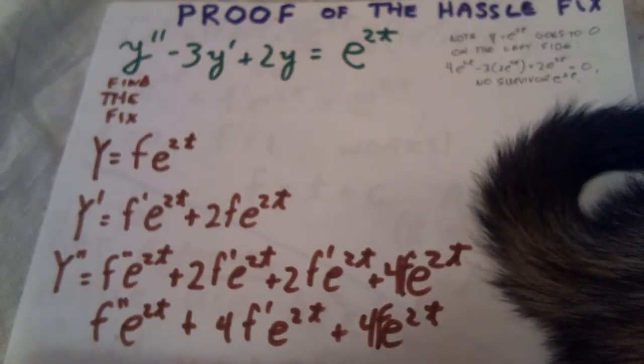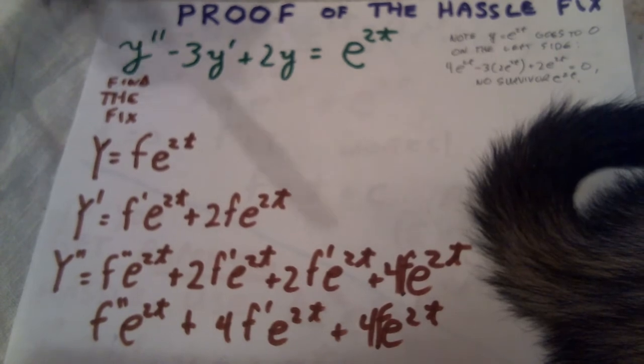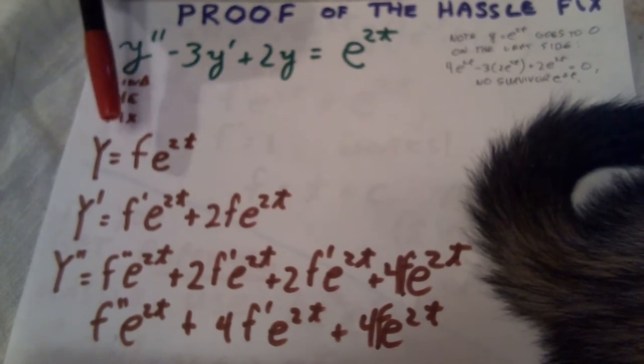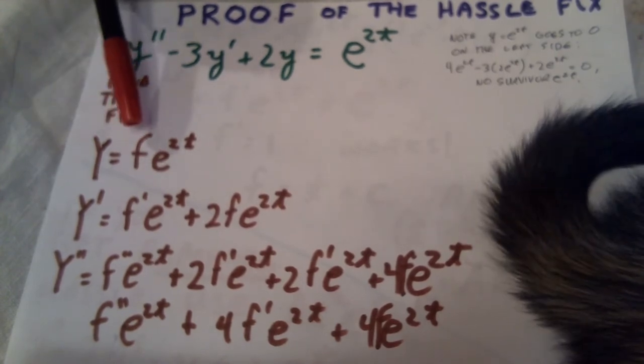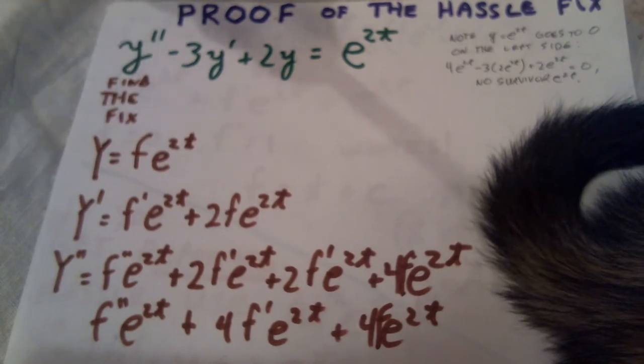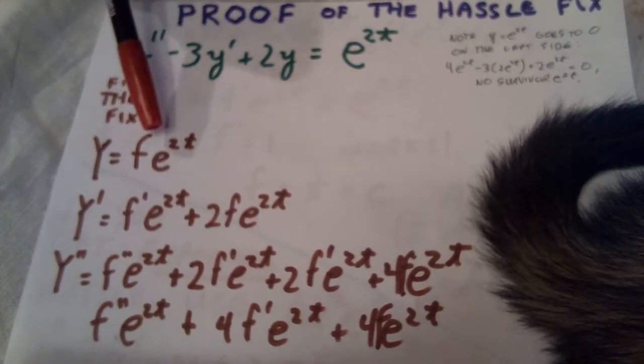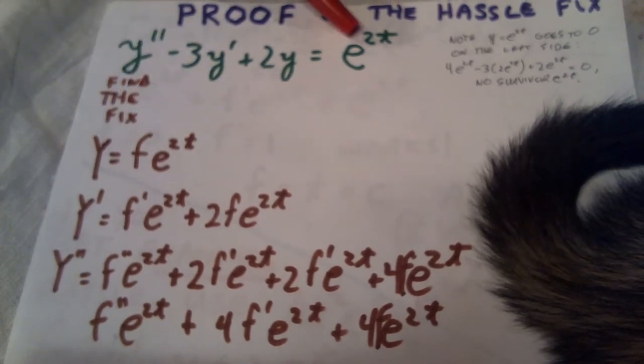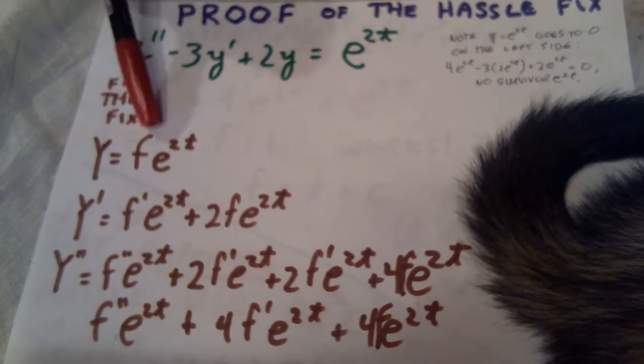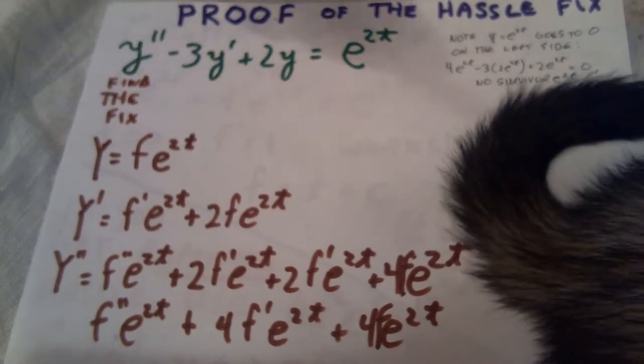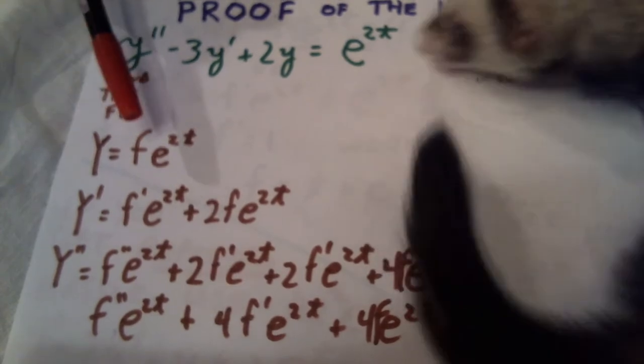Thank you. All right, so the fix actually should make sense. Suppose we don't know what the fix is. So here's f. F could be any function. Now this should make sense because this e to the 2t has to come from somewhere. So the fix has to have an e to the 2t in it. So we're trying the simplest thing I can think of, which is to multiply by something.